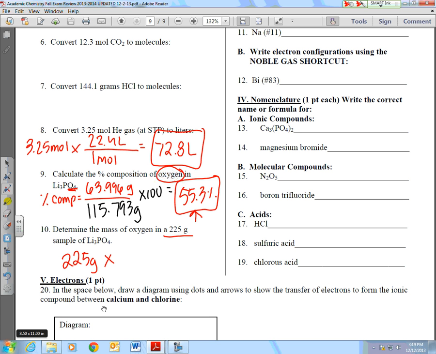Now, here's the deal. I can't just multiply it by 55.3. Okay, I'm going to get a bigger number. That doesn't make sense. You have to move the decimal twice. So you're actually multiplying by 0.553. Okay, so you're always going to move the decimal 2 times here when you do that, and you'll get your final answer. And your final answer for number 10 ends up being 124 grams.